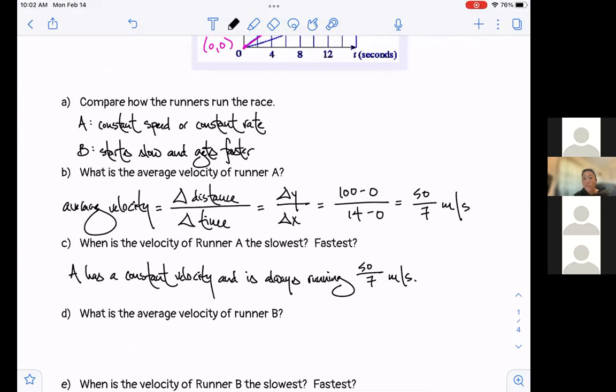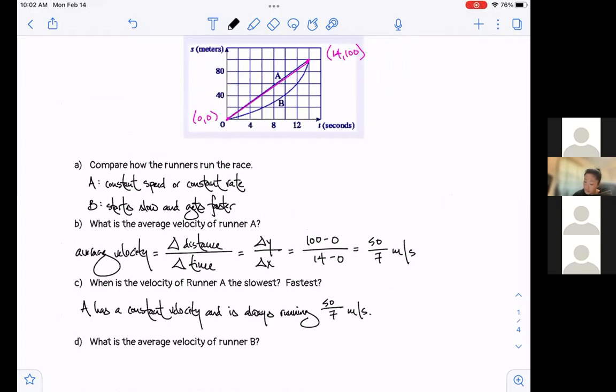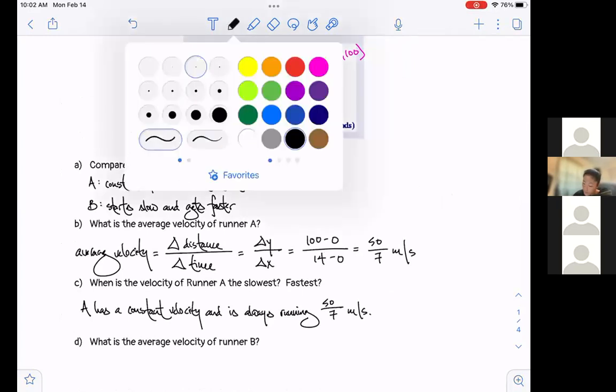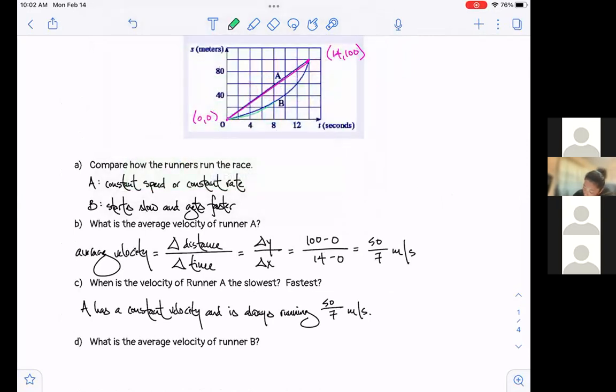Okay, so the rate at which runner A runs doesn't change, right? That's the same thing as saying the average velocity is constant the whole time, right? But let's try and answer this same question for runner B, okay? So maybe we pick a different color and see what's happening with runner B, which is more like this bottom curvy part here, okay?